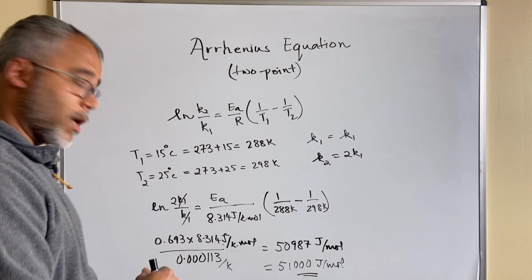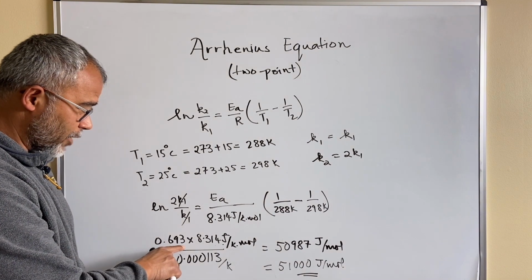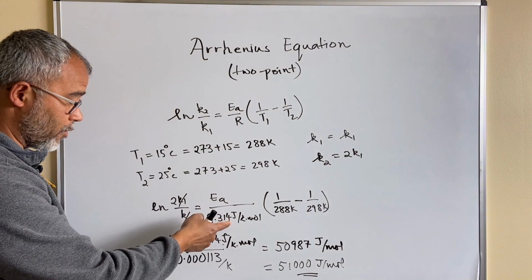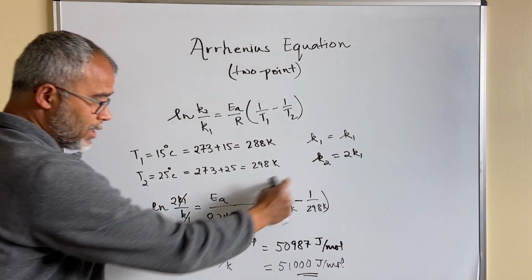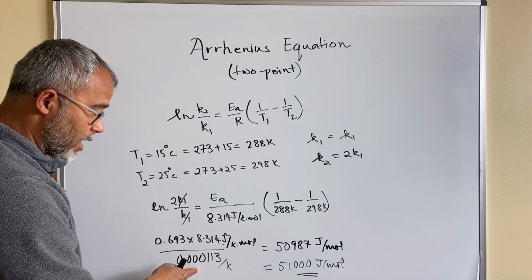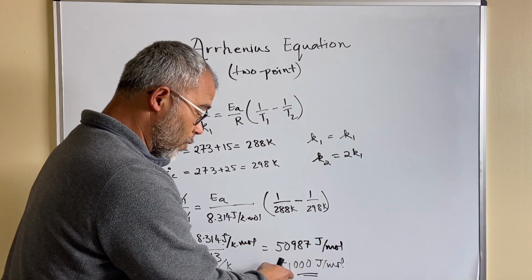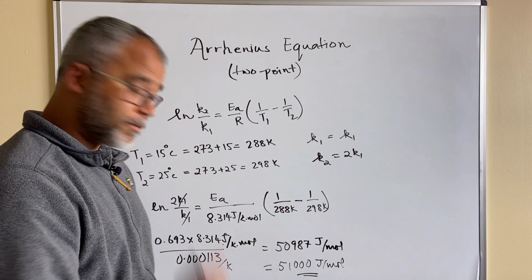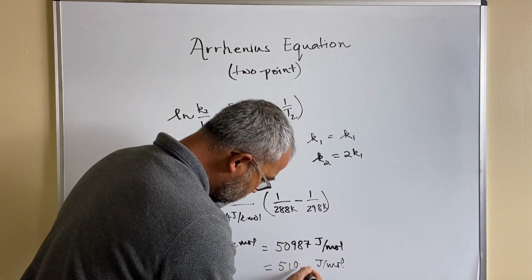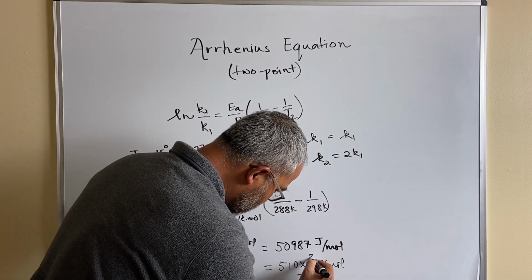All right, so what I did was I worked out this problem, and basically ln of 2 becomes 0.693, and then that's multiplied with 8.314 once you take 8.314 from this side of the equation to this side, and then this entire thing reduces to 0.000113. You take this entire thing divided by that, you get 50987, and when you correct it for significant figures, you get 51000. Actually, it's 510 times 10 to the power 2.